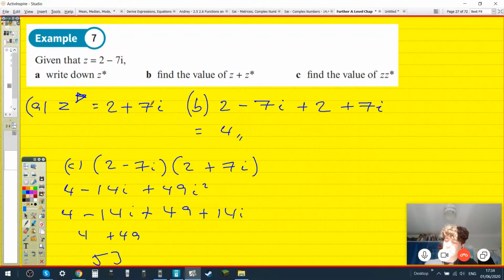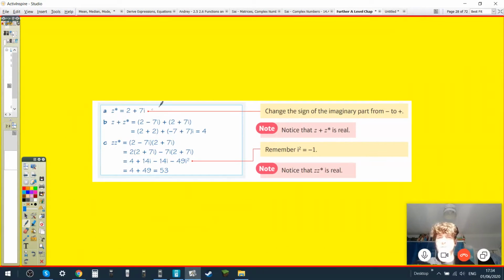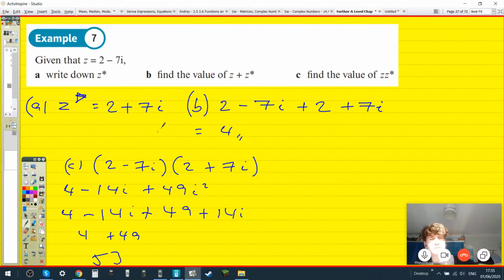So 2 plus 7i, 4, and 53. A quick way with this complex conjugate pair is the first number squared plus the number part squared, so 2 squared plus 7 squared. That's a quick way of doing that one. The quick way of doing z plus z star is just adding 2 plus 2. Okay. Any questions there? No.